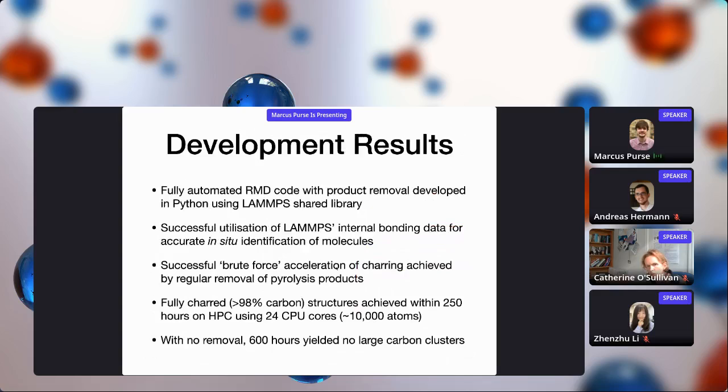So obviously we achieved the goals of our development with our fully automated code, and we had in situ identification and removal of molecules. We were able to accelerate the charring a lot. We achieved fully charred 98% carbon structures within 250 hours of time on our high-performance computer using 24 CPU cores. That was for a 10,000 atom model. And for reference, with no removal, 600 hours of CPU time yielded no large carbon clusters.